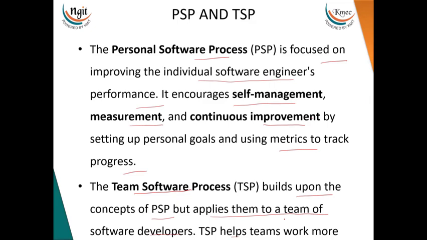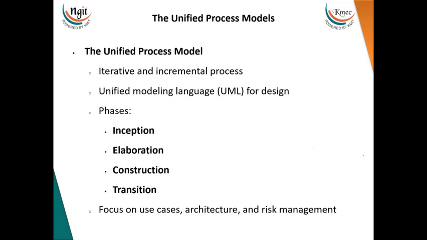So in summary, both the personal software process and team software process, PSP and TSP, are about self-improvement and team optimization through various metrics like planning and process discipline. Ultimately it should lead to better software development practice and results. That is the goal. Clear? So hope you understood the PSP and TSP.